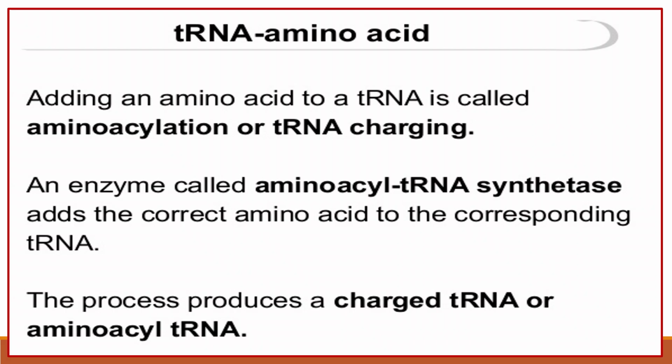Adding an amino acid to tRNA is called aminoacylation or tRNA charging. An enzyme called aminoacyl-tRNA synthetase adds the correct amino acid to the corresponding tRNA. The process produces a charged tRNA, or aminoacyl-tRNA.